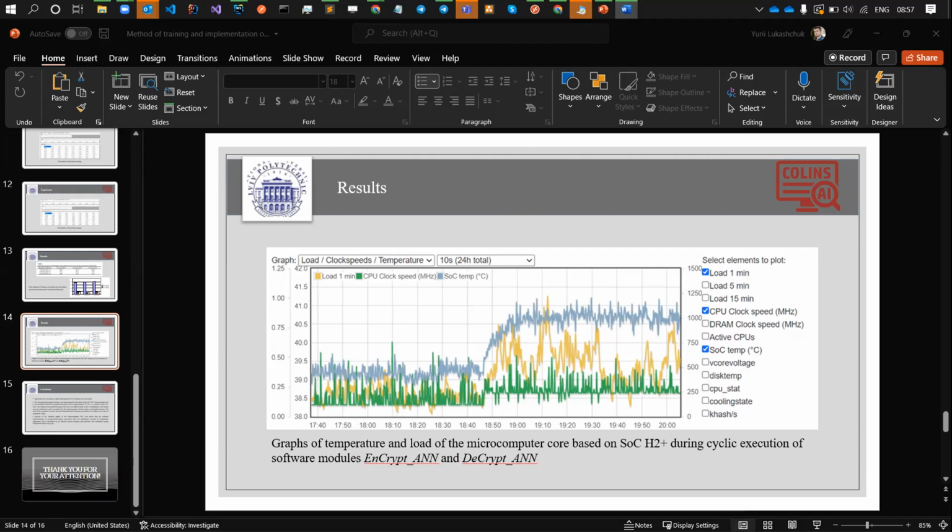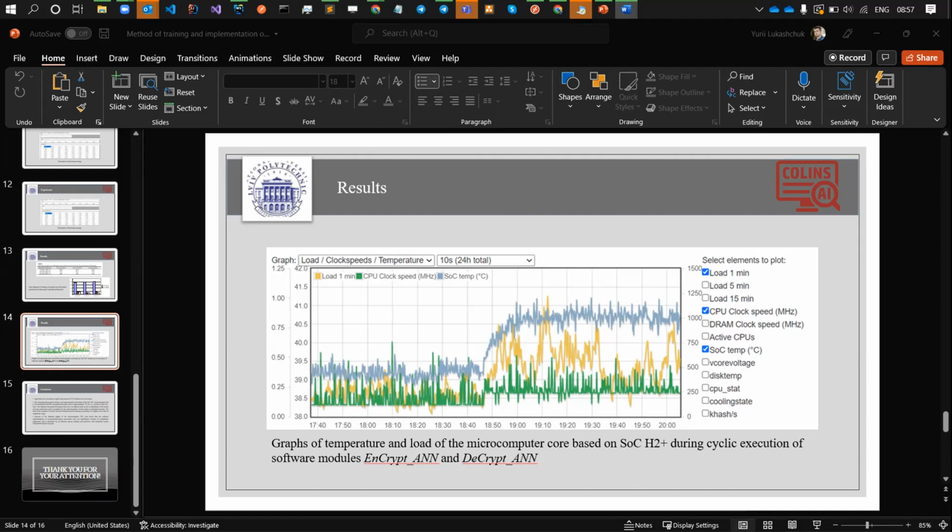The script was run for a long time, for about 30 minutes for testing. And the results of the RPI monitor utility are shown on this screen. So you can see the graph of temperature and load of the microcomputer core based on H2 Plus during cycling execution of software models of our encryption and decryption.